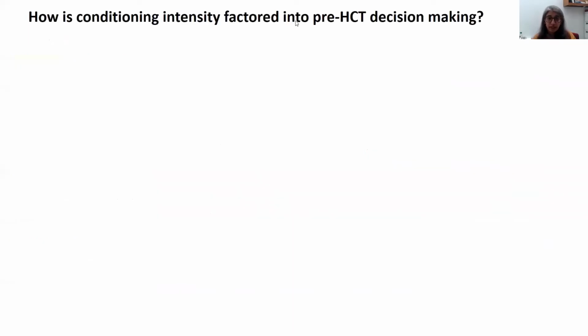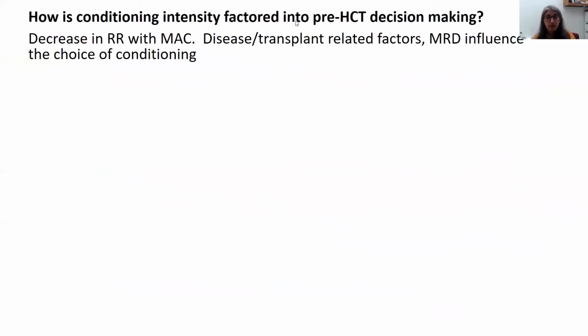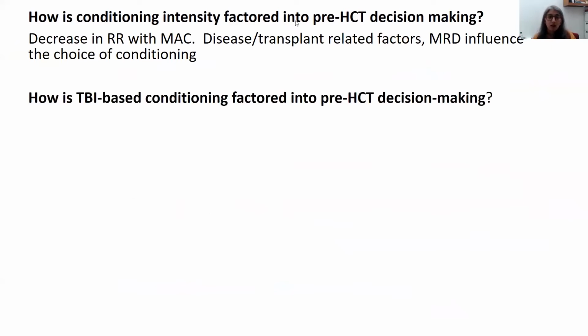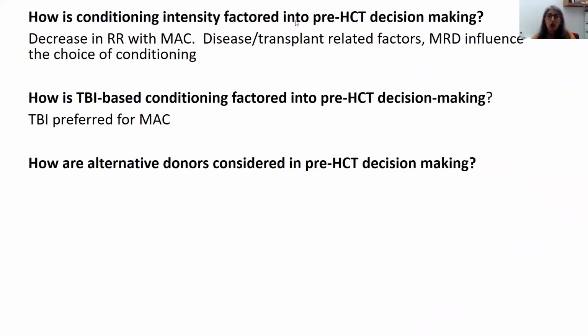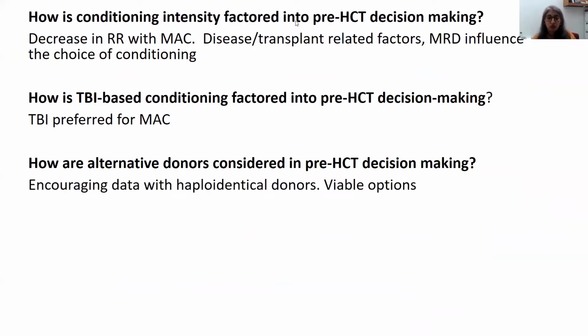Regarding the conditioning intensity, MAC versus RIC, there appears to be no difference in survival. However, there are decreased relapses with MAC. And it is really the disease and the transplant-related factors and MRD which will influence our choice. To TBI or not to TBI, as I said before, if you're using MAC conditioning, TBI is likely going to still be preferred. Alternative donors are a very viable option. If you don't have a matched sibling donor, for a high-risk patient, please consider haploidentical. The more experience that we have with this, the better we are going to do in the long run.